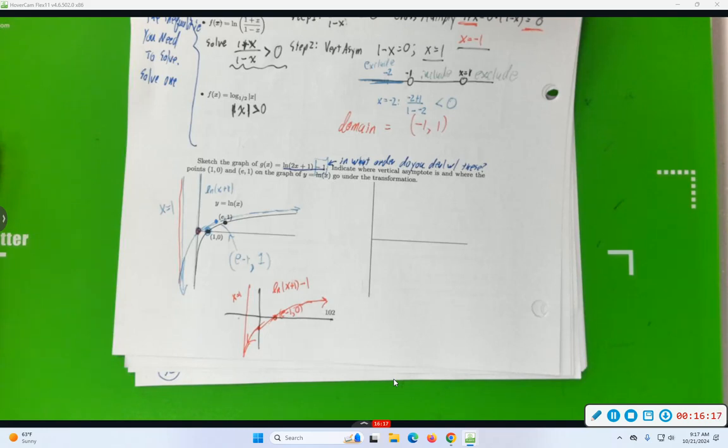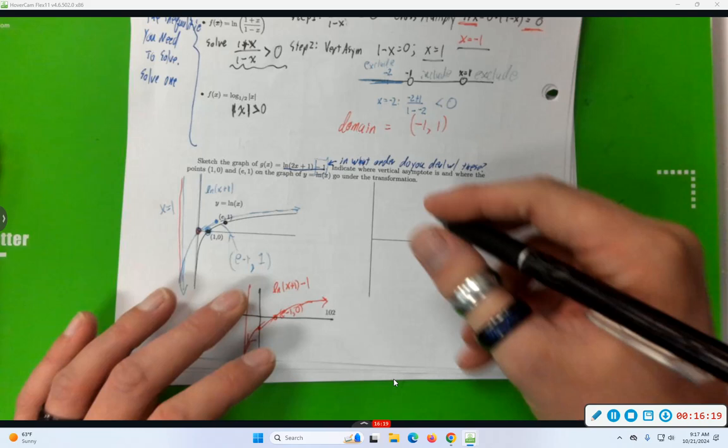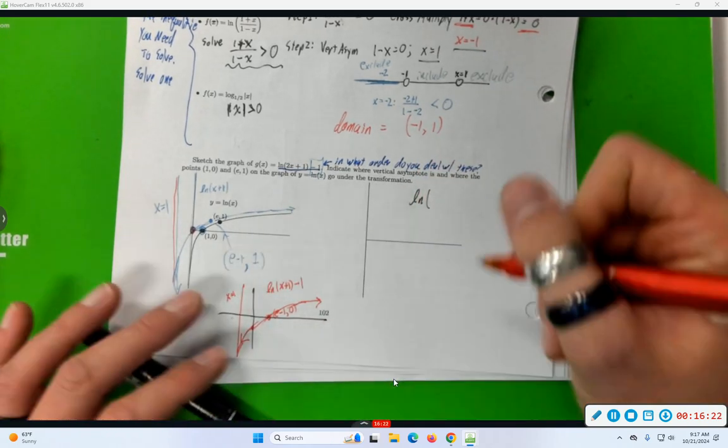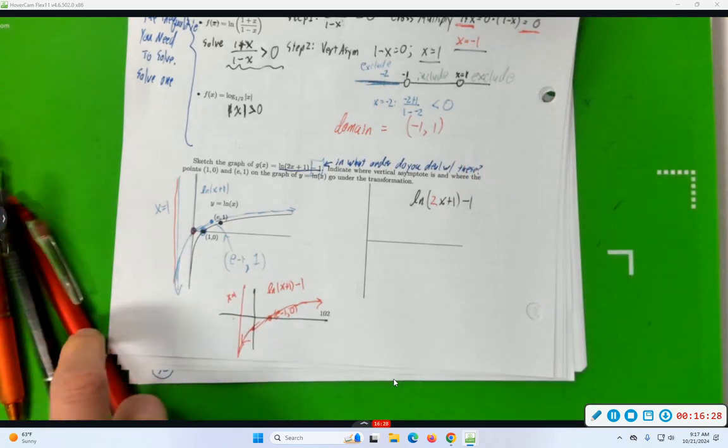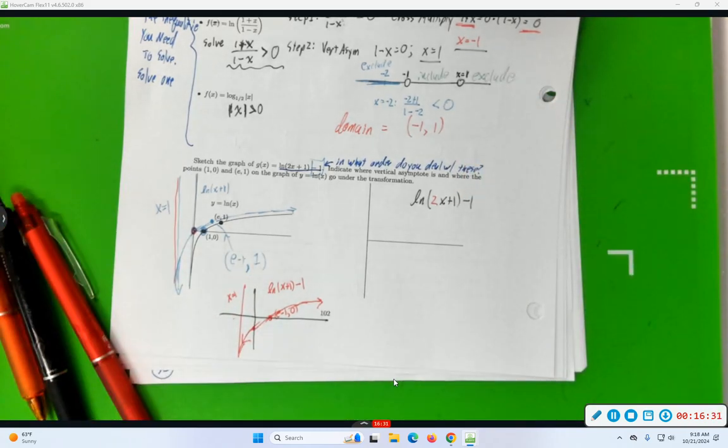All right, the only thing left to do is deal with that 2: ln of 2x plus 1 minus 1. When you stick a 2 in front of the x in a function, what does it do to the graph? I guess there are two questions, horizontal and vertical, or stretch or compress. Does it do something vertical? Does it do something horizontal? Yeah, it should do something to the x values. Compress or stretch? Compress? Stretch.